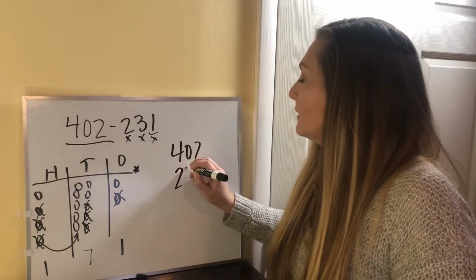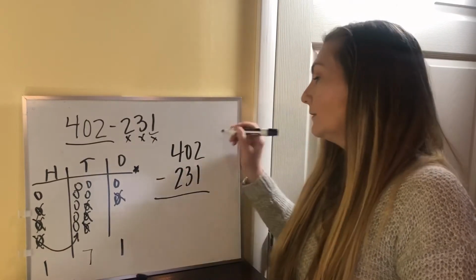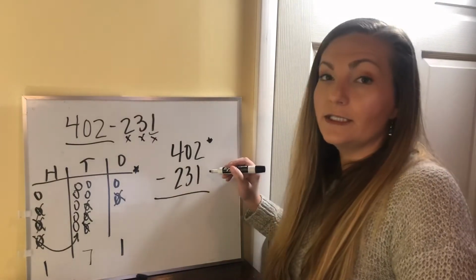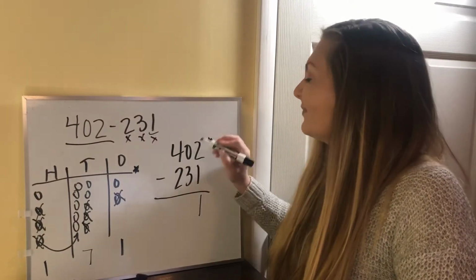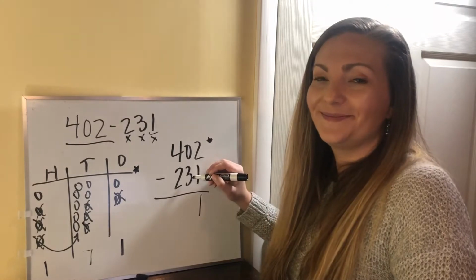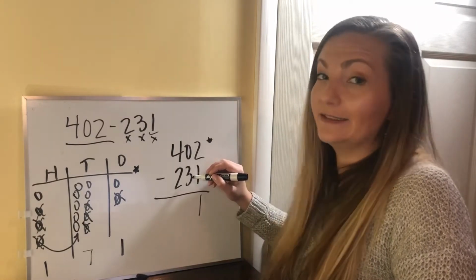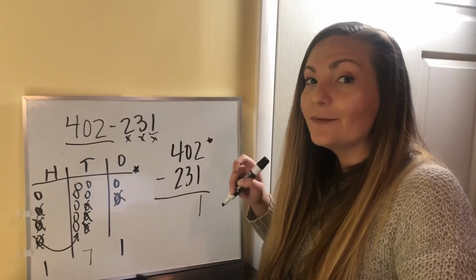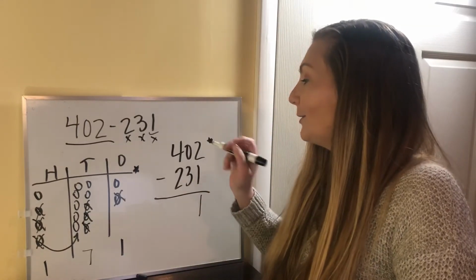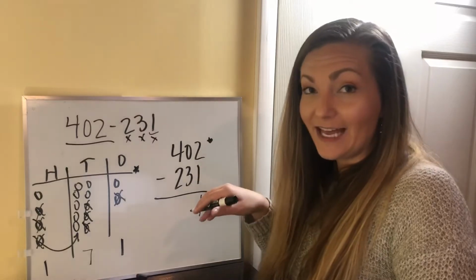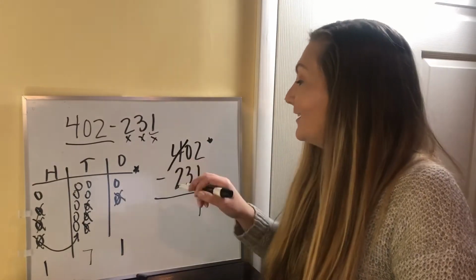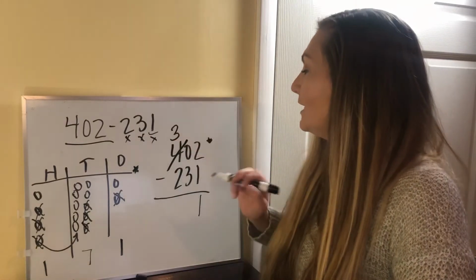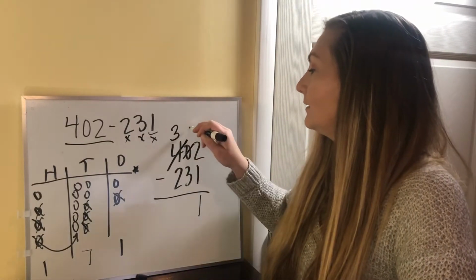402, take away 231, start in our ones place like we always do. 2 take away 1 is 1. 0 take away 3. Can't do it. What happens? What do I need to do? We ask our neighbor. What do we say to our neighbor? Can I have a 10 and some sugar? And then we take it away. The 4 turns into a 3. And the 0 becomes a 10.